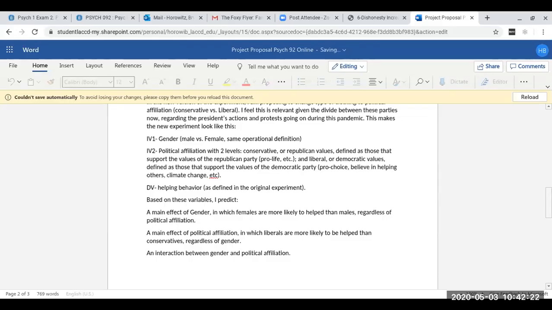A main effect of political affiliation, in which liberals are more likely to be helped because they're the party that's known for helping other people more, I guess. So I would predict liberals are more likely to be helped than conservatives, regardless of their gender. And of course, I predict that there will be an interaction between gender and political affiliation.